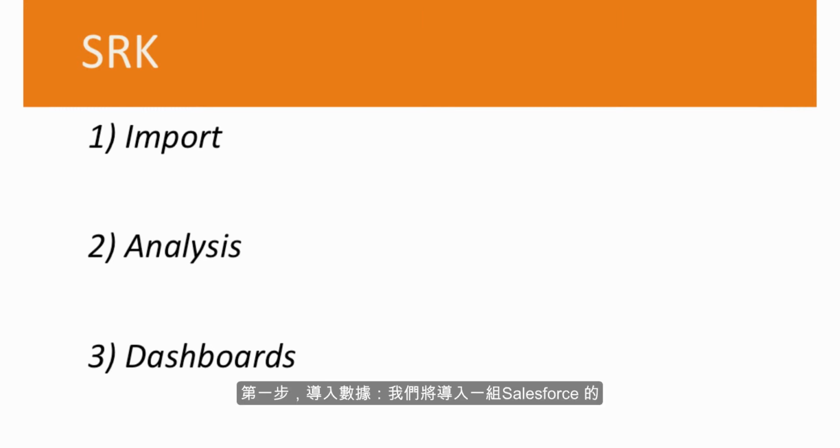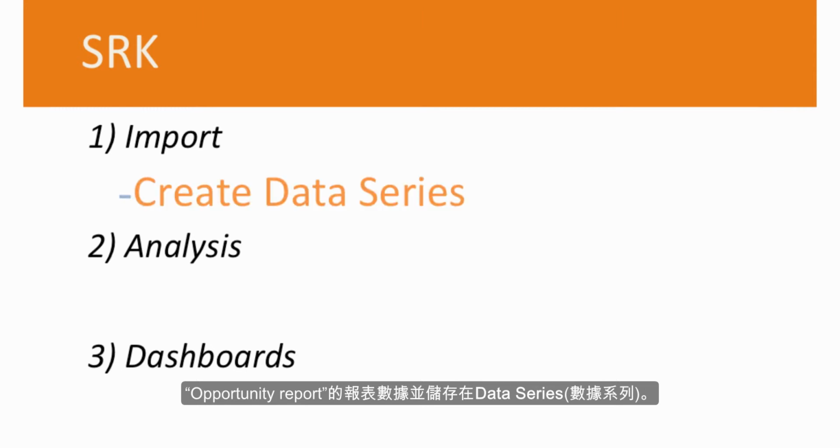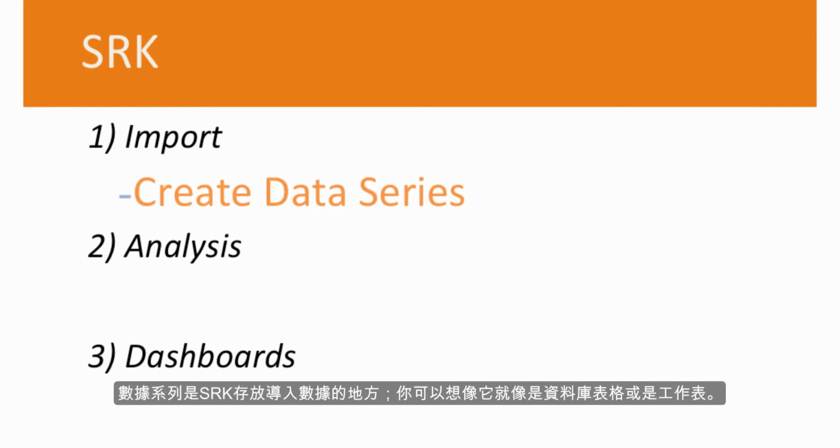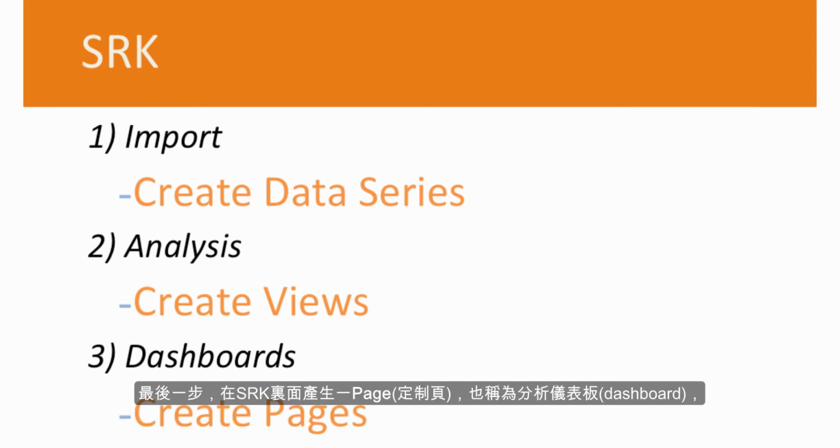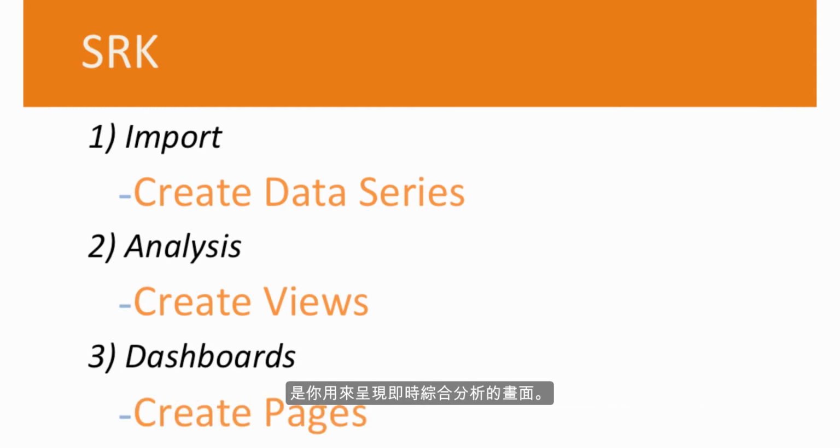First, import data. We'll import an opportunity report into SRK and store it in a data series, which is where SRK stores data. You can simply think of a data series as a database table or a spreadsheet. Then, once the data is in the data series, you can use it to create views, which is where you can select and combine pieces of data to create just-in-time analysis. Last step is to create a page in SRK, which is a dashboard that you can design to provide real-time insights into operations. Okay, let's get started.